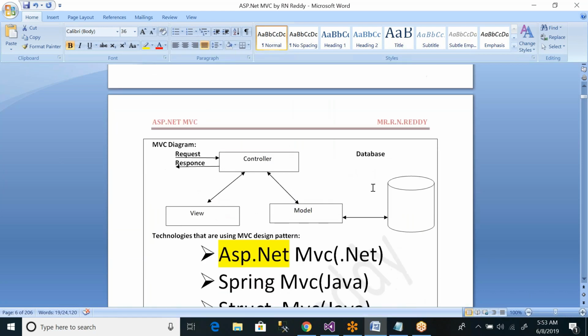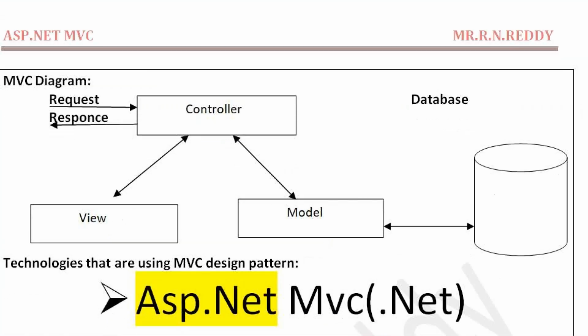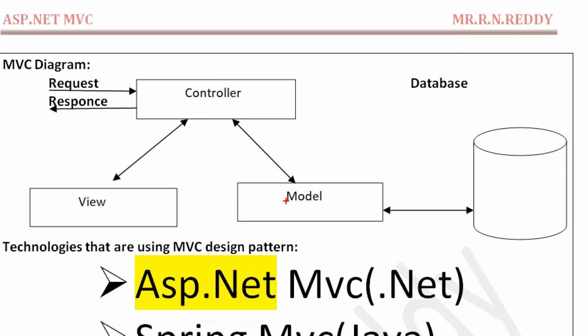This is the MVC architecture diagram. In ASP.NET MVC or any MVC application, there will be three modules. Are you getting my voice, guys? Yes, sir. One is controller, view, and model. Model will contain the data access logic, the logic which communicates with the database. View will contain the UI logic, meaning appearance logic. Controller will contain the execution logic.